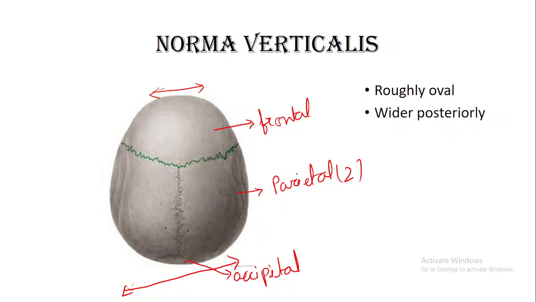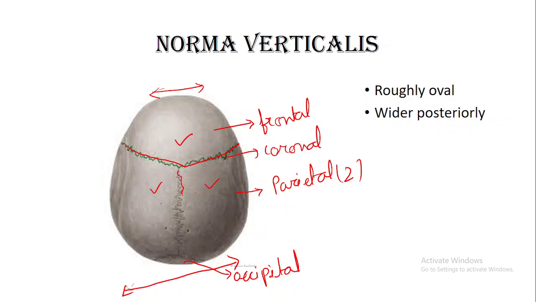Then coming to the sutures of this view, we can see that there are sutures present between these bones. The sutures are basically the fibrous joints which are present between the skull bones, and they do not allow the movement of the bones. Coming to the first suture, anteriorly there is this suture. This is called the coronal suture. Coronal suture is present between the frontal bone and the two parietal bones.